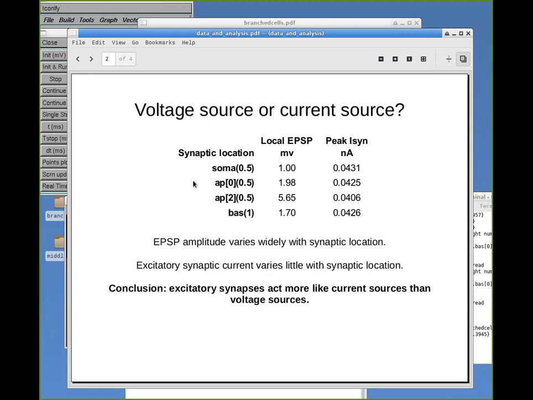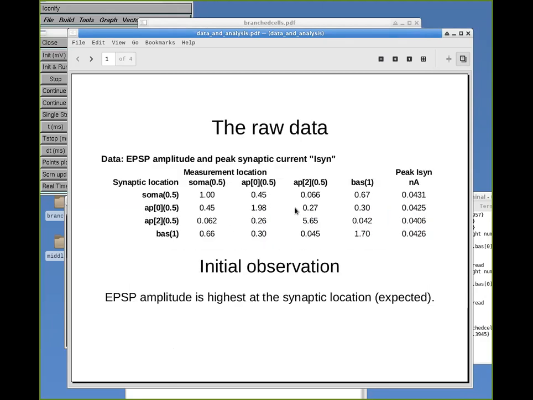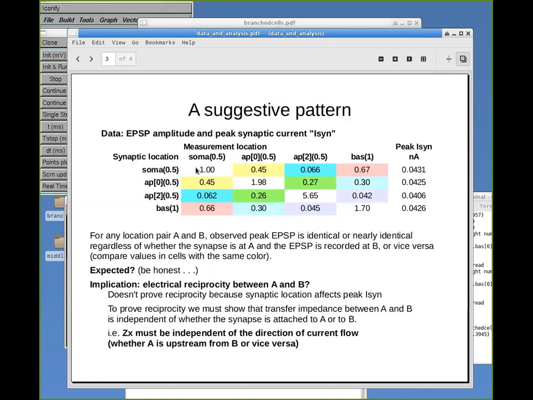Okay, let's take a look. When we look at our data table, this is the same data table we had right up here, only I've now colored the cells. If we look at the table, we see an interesting pattern. For any pair of locations, the observed EPSP is identical or nearly identical whether the synapse is at A and the EPSP is recorded at B or vice versa.